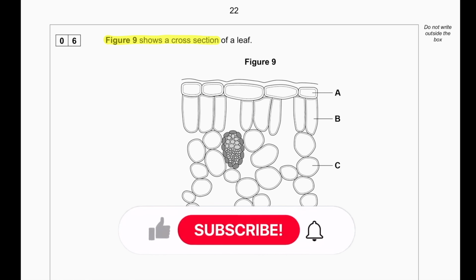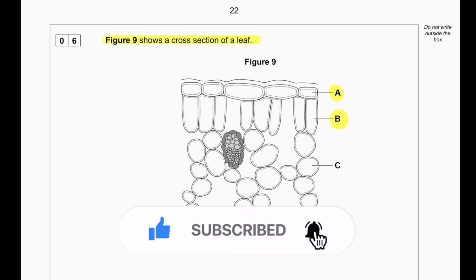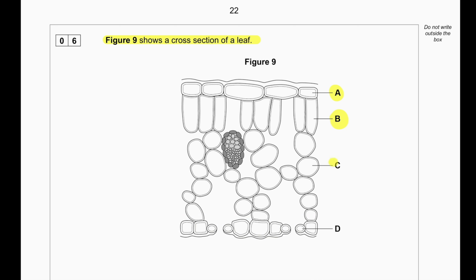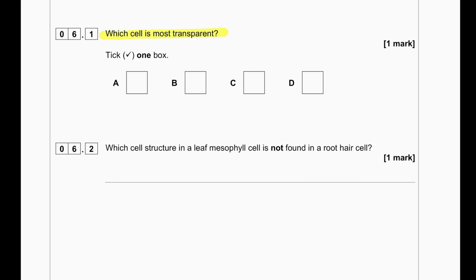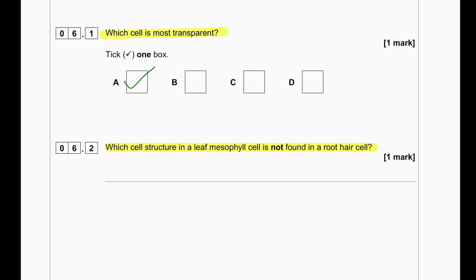Figure 9 shows a cross-section of a leaf. We can see the upper epidermis represented with A, B representing palisade mesophyll, and C representing spongy mesophyll, whereas D is representing the guard cell. Which cell is most transparent? We know that the most transparent cell is the upper epidermis and lower epidermis, so A will be the answer. Which cell structure in a leaf mesophyll cell is not found in a root hair cell? In a root hair cell, you will not be finding any chloroplast.